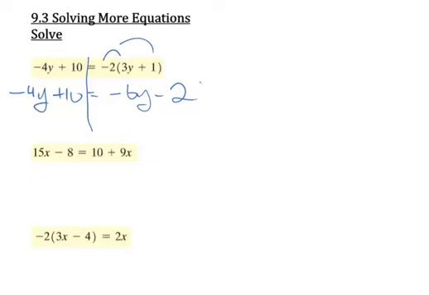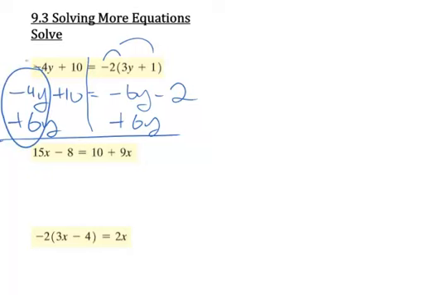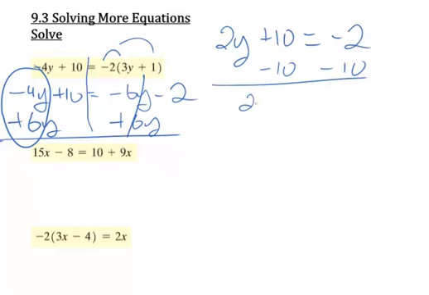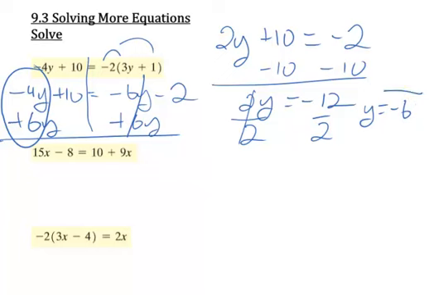Okay, I need to move the smaller y to the bigger y, so the negative 6y is smaller, so I'm going to go ahead and add 6y here, and add 6y over here. Okay, so if I look on this side, that's going to leave me with a 2y plus 10 equals, those will cancel, negative 2. We're almost done, so let's go ahead and minus 10 and minus 10. Leaves me with 2y is equal to negative 12. So now we can go ahead and just divide both sides by 2 and come up with y is equal to negative 6. Great.